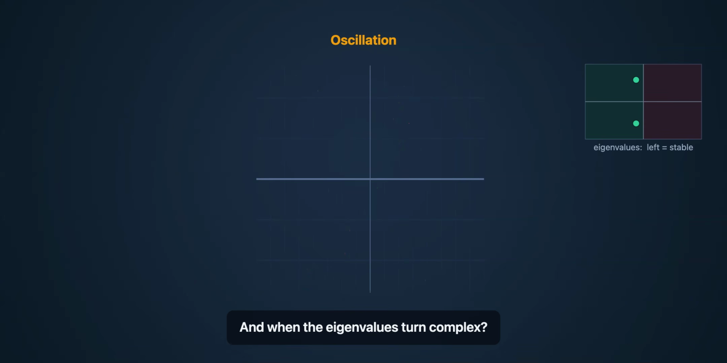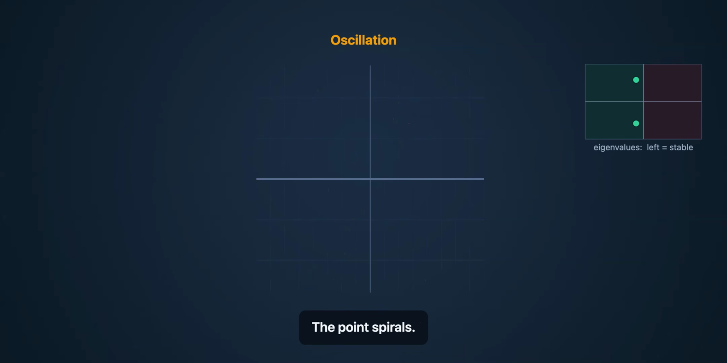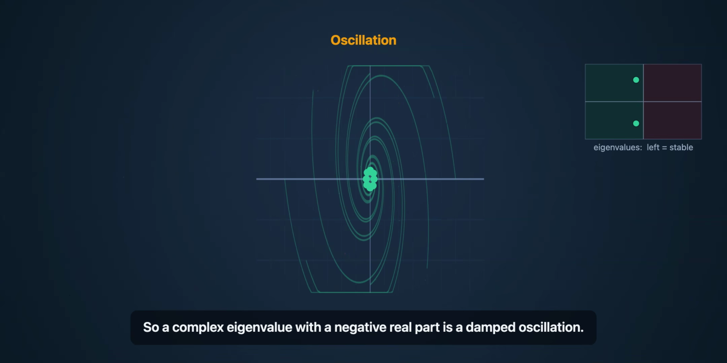And when the eigenvalues turn complex, then the straight paths bend into curves, and the whole flow begins to turn. The point spirals. The imaginary part sets how fast it circles, and the real part, still negative here, keeps pulling it steadily inward. So a complex eigenvalue with a negative real part is a damped oscillation. It rings and it settles like a plucked string fading to silence.